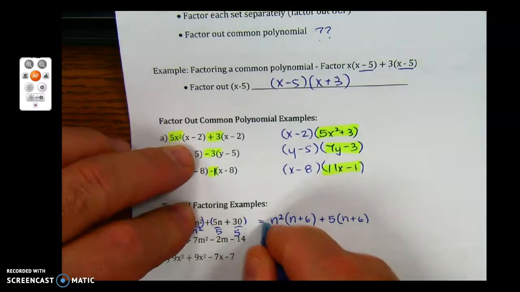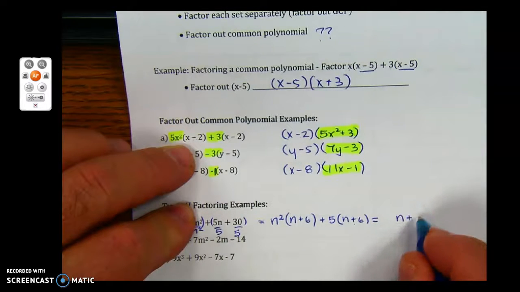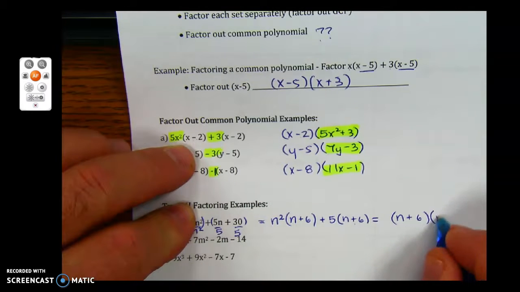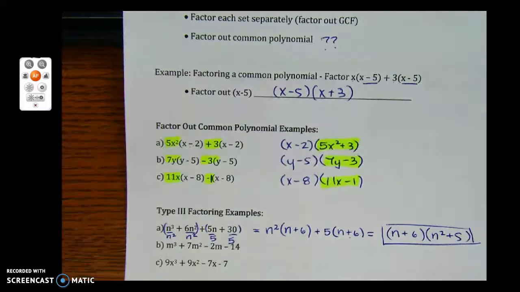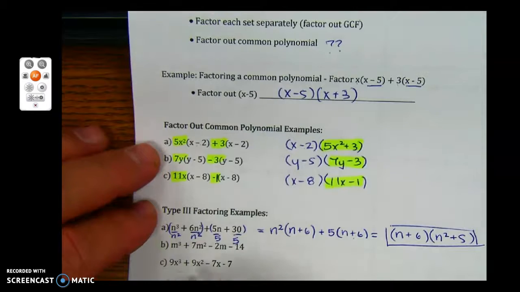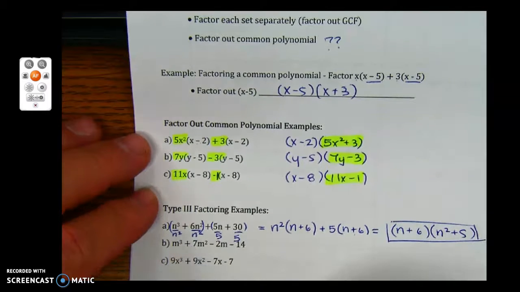Finally, I do what I did in the previous 3 problems. I bring out the n plus 6, and what's left? N squared plus 5. And that is how you factor by grouping. Okay? Be careful. I'm going to let you do B. Try to do B, but no, I'm going to do B. What am I saying? All right.